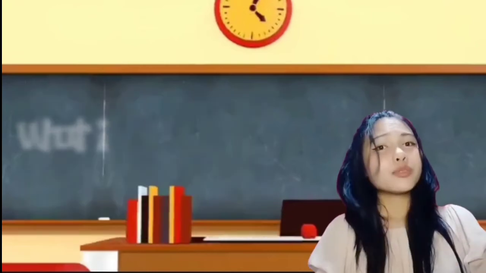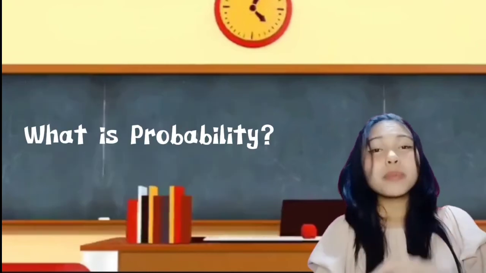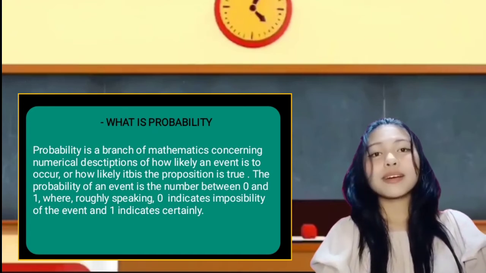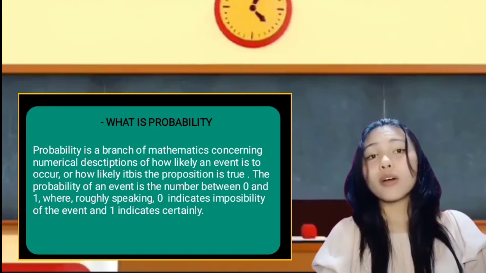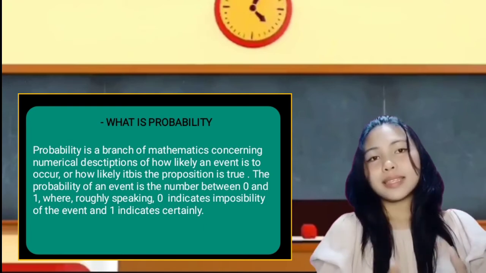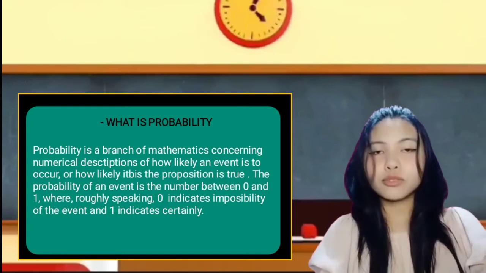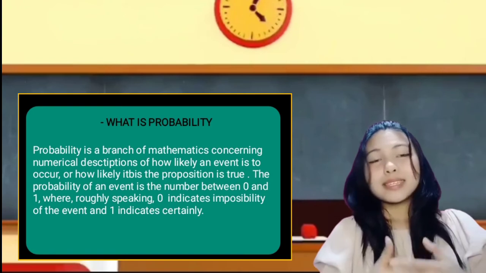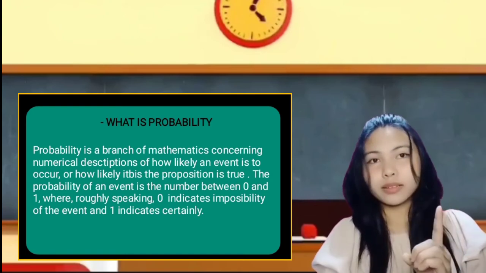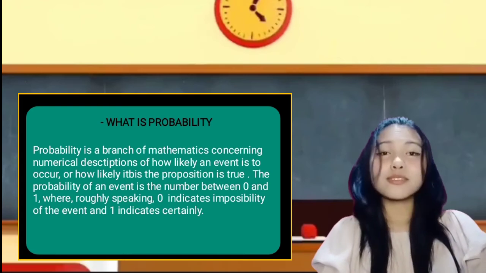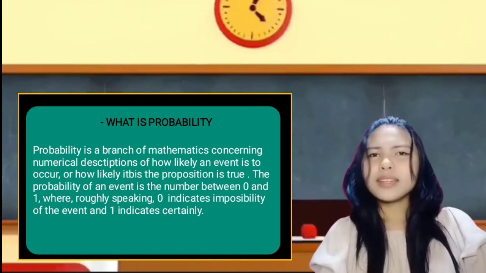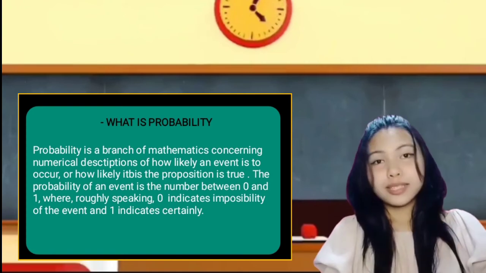So, what is probability? Probability is a branch of mathematics concerning numerical descriptions of how likely an event is to occur, or how likely it is that a proposition is true. The probability of an event is a number between 0 and 1, where, roughly speaking, 0 indicates impossibility of the event, and 1 indicates certainty.